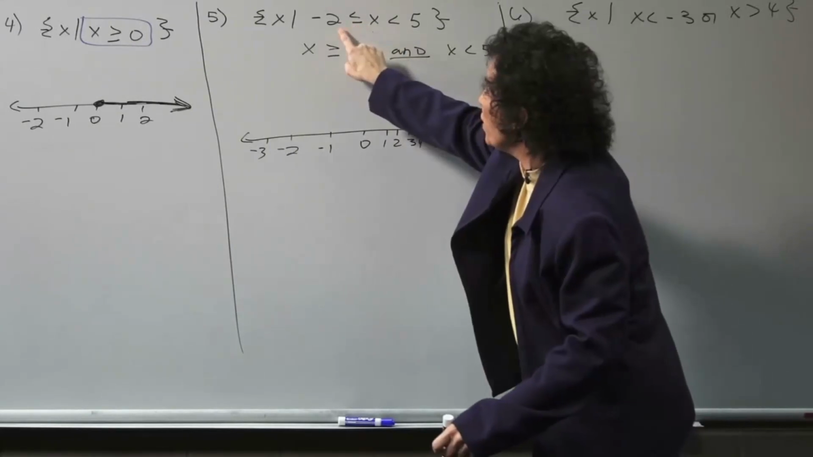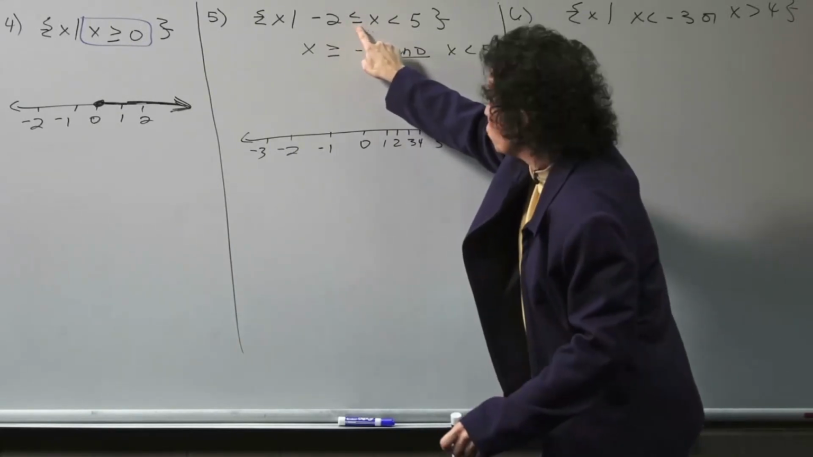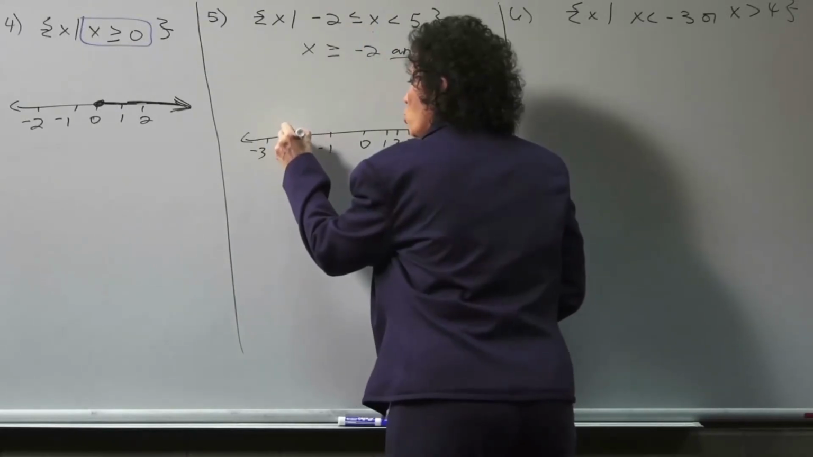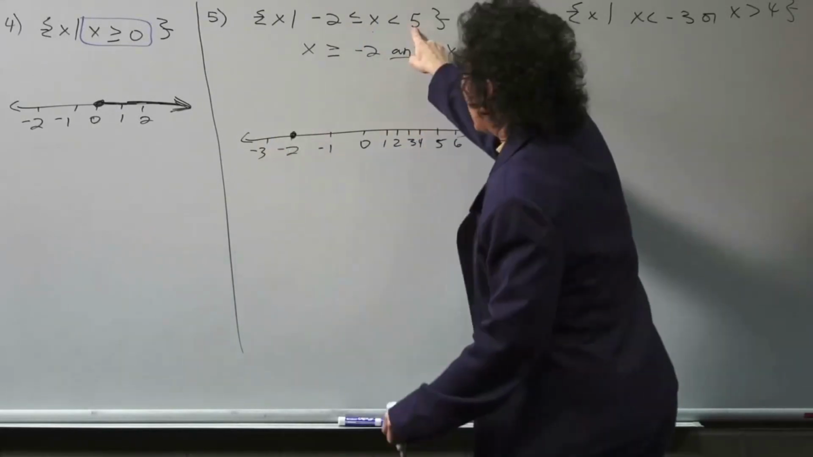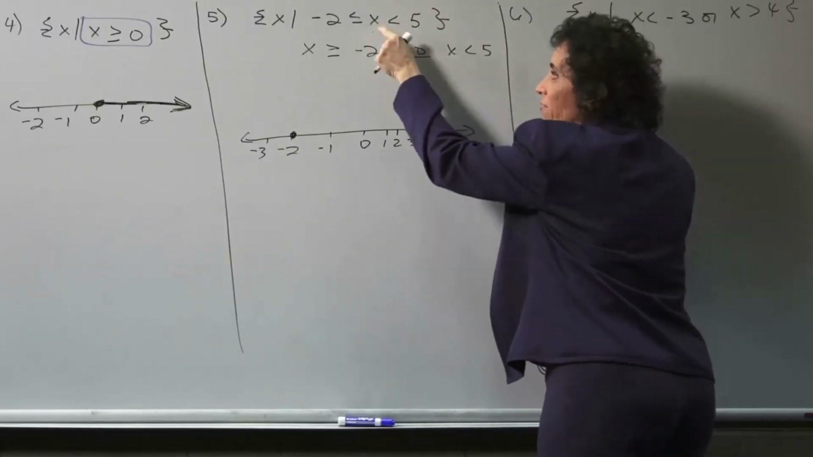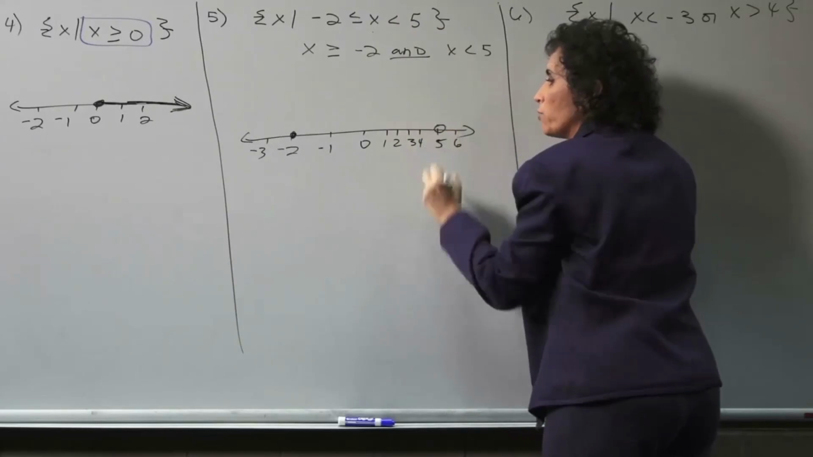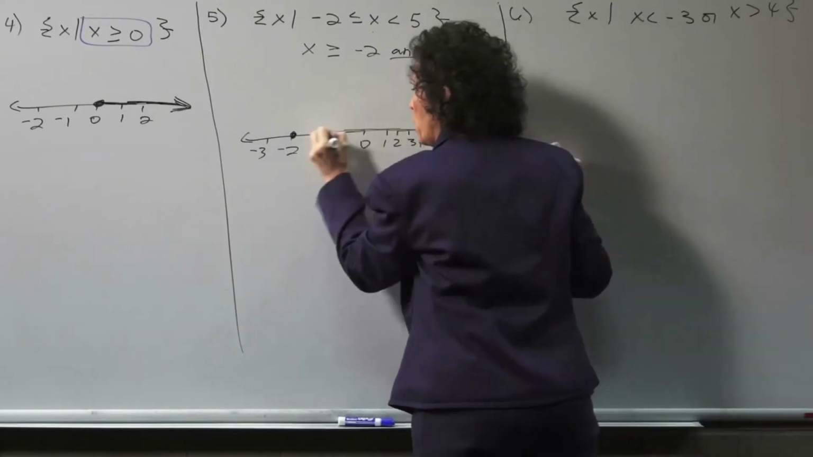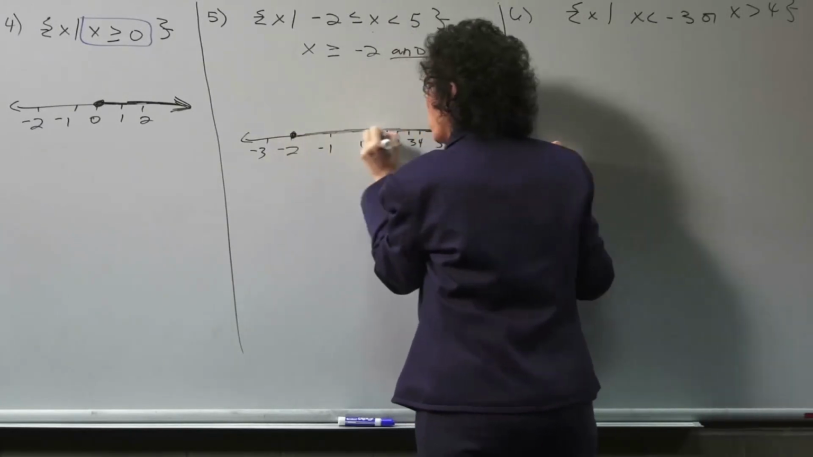We are including the -2 because there's that little equal to part. So we're including -2, so it gets a closed dot. We're not including the 5 because there's no equal to. It just says less than 5. So we're not including the 5. So it gets an open dot, open circle. And then you want everything between there. And there you go. That's how you graph it.